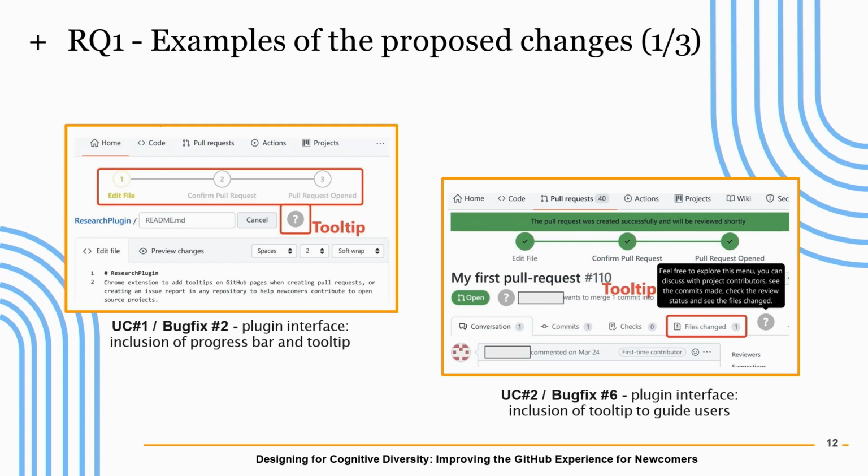So in the first use case, where the user is supposed to submit a pull request, we include this progress bar to show the user that to submit a pull request, there are some steps he has to accomplish before finishing the pull request. Because in the initial interface of GitHub, when the user tries to submit a pull request, there's no progress bar, the user just goes and goes.